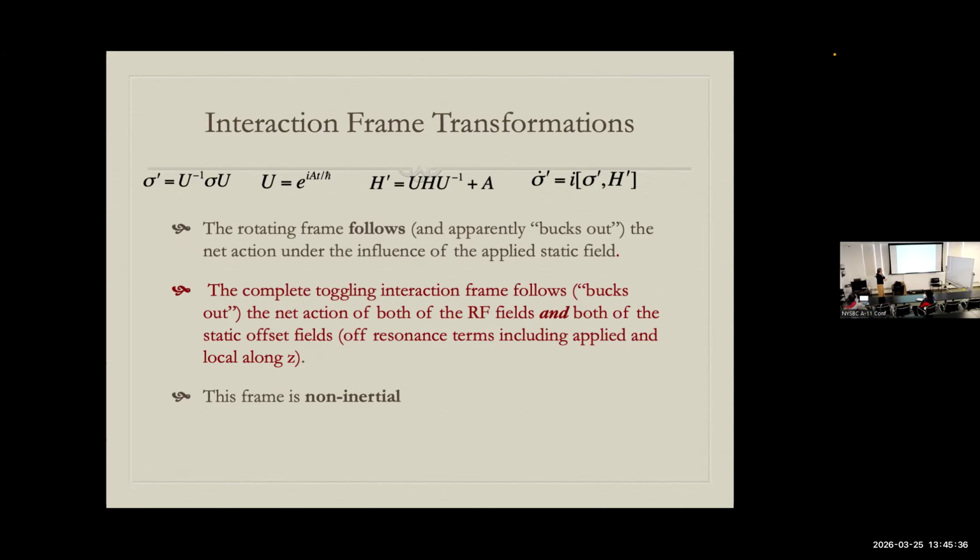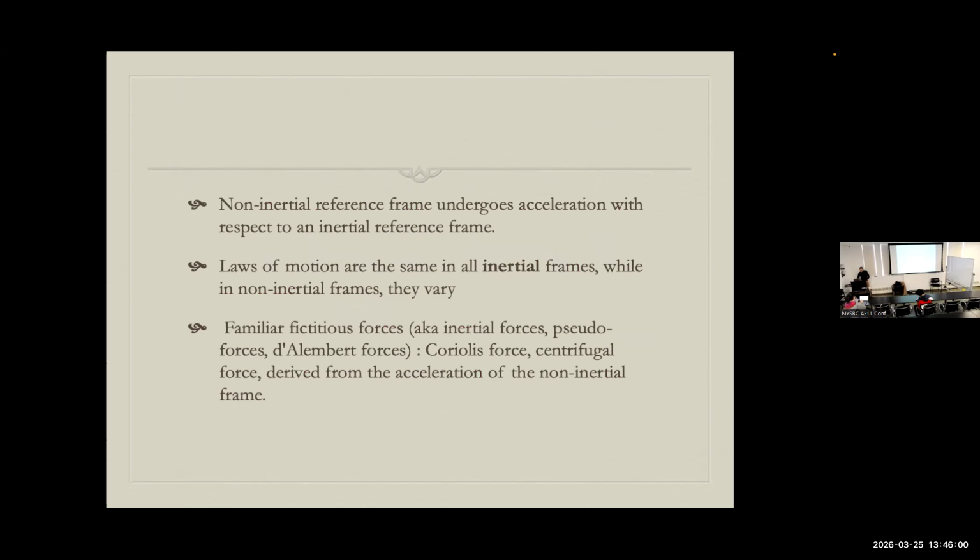Net action of both RF fields and both of the static offset fields. In other words, I first went into the rotating frame, so that removed the isotropic shift, the way that we like to do it for solids. We remove the isotropic shift and we remove both RF fields. That's the job of the frame transformation.